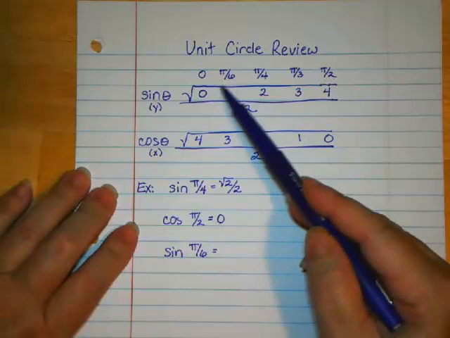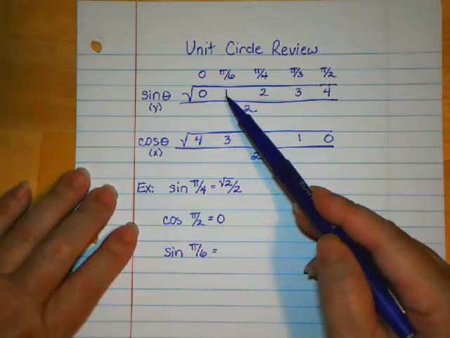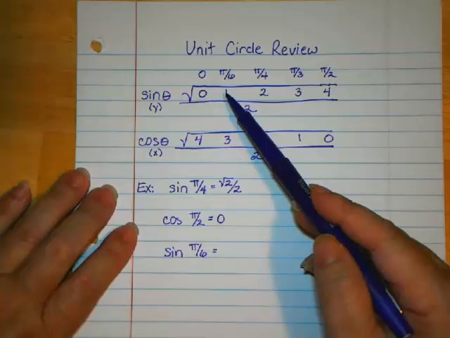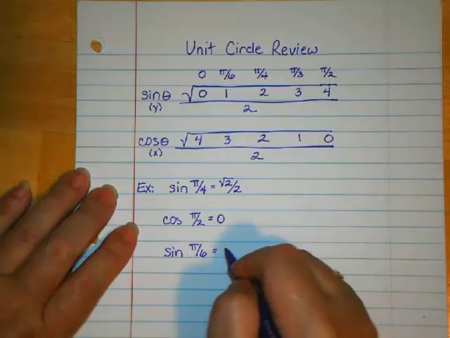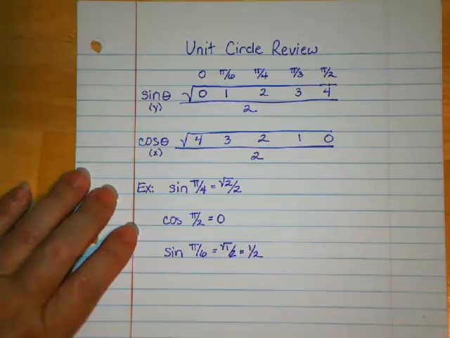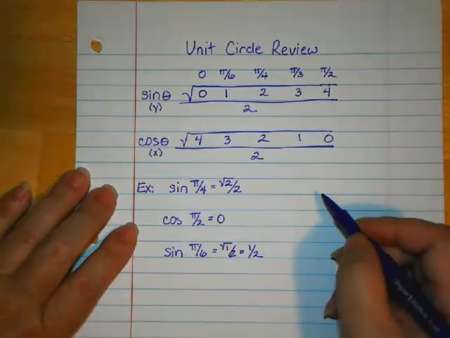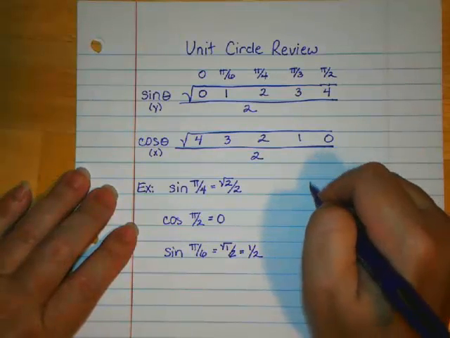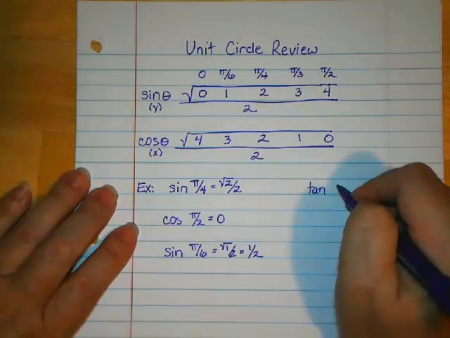Let's try another one. The sine of pi over 6. Pi over 6 is here. This is the sine radical. It's got a 1 in it. So that tells me it's going to be the square root of 1 over 2, which reduces to a half.